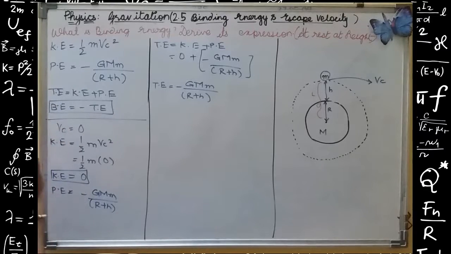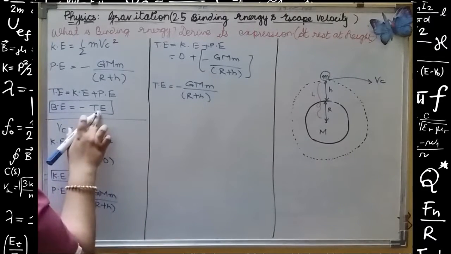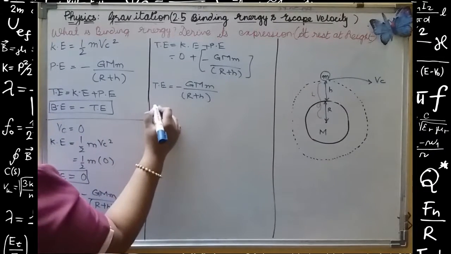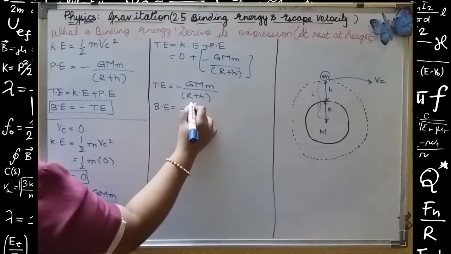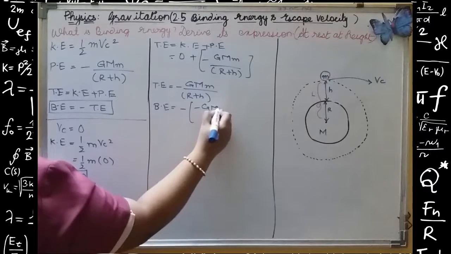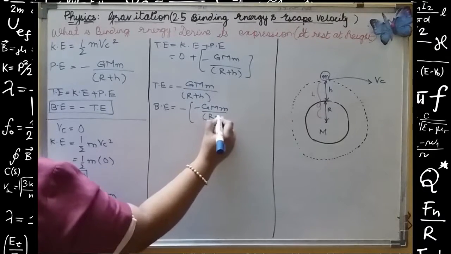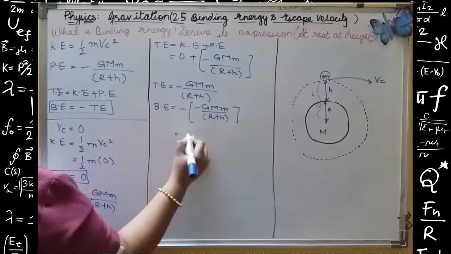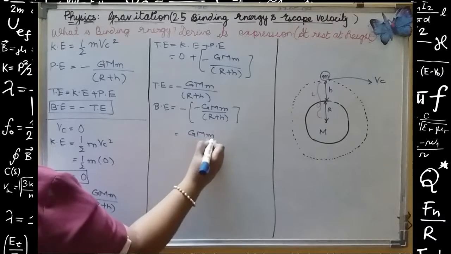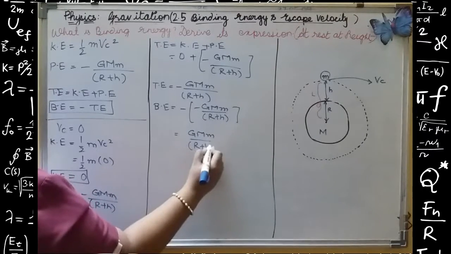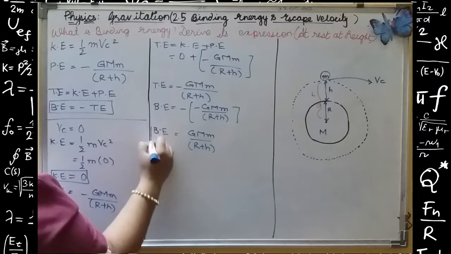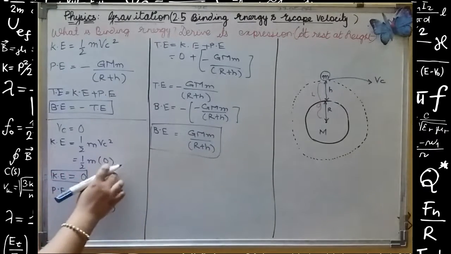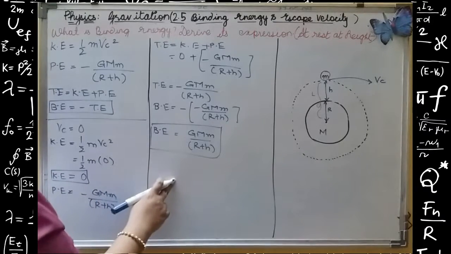But what is the formula for binding energy? Binding energy is the negative of total energy. So binding energy is equal to minus of minus GMm upon R plus h. So it would be GMm upon R plus h, since minus minus becomes plus. So this is the binding energy of a satellite when it is at rest at a certain height.